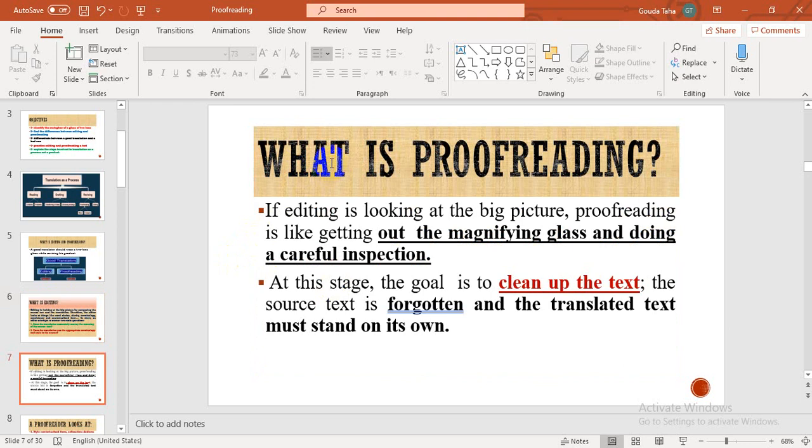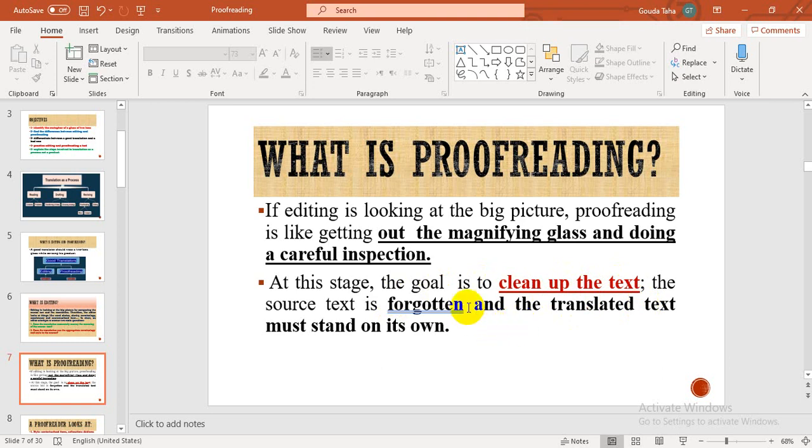if this is editing, so what is proofreading? If editing is looking at the big picture, proofreading is like getting out the magnifying glass and doing a careful inspection. So you need to go into detail in your investigation of the text components. At this stage, the goal is to clean up the text. The source text is completely forgotten, and the translated text must stand on its own.